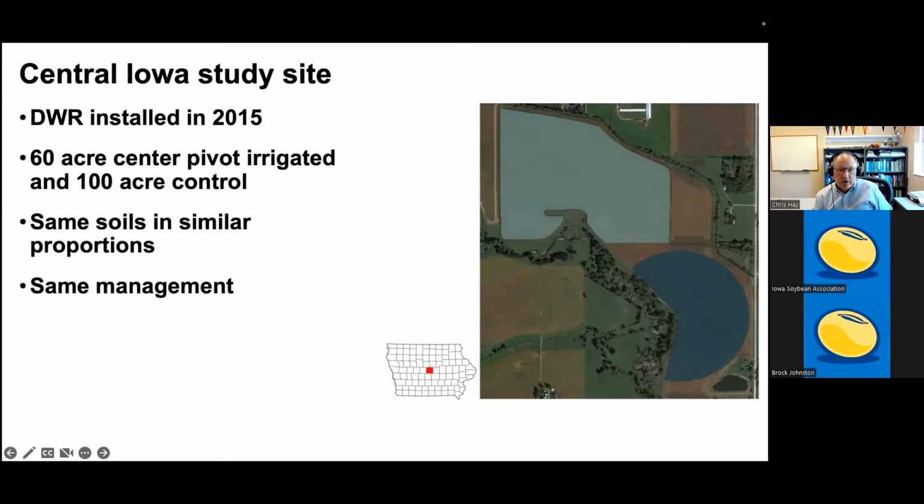With similar soils, basically the same management. And then we were able to compare the yields historically, and the yields across that field were basically the same. So that gives us a nice kind of control and treatment with the same management, same soils, but then with and without irrigation to be able to compare to.